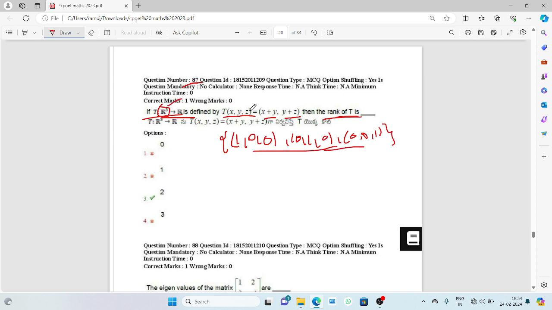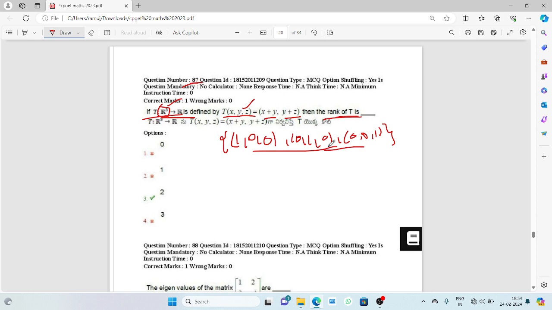So the 87th question is, if T from R cube to R is defined by T of (x, y, z), that is x plus y and y plus z, then find the rank of T. So he is asking the rank of T. Whenever these types of questions come, he is asking about R cube here. So the basis of R cube should always be in the form of the standard basis: (1, 0, 0), (0, 1, 0), and so on. These are the standard basis of R cube. If it is n-dimensional, we can write it using n-tuples. Here 3 is the dimension, so these three are the standard basis for this linear transformation.